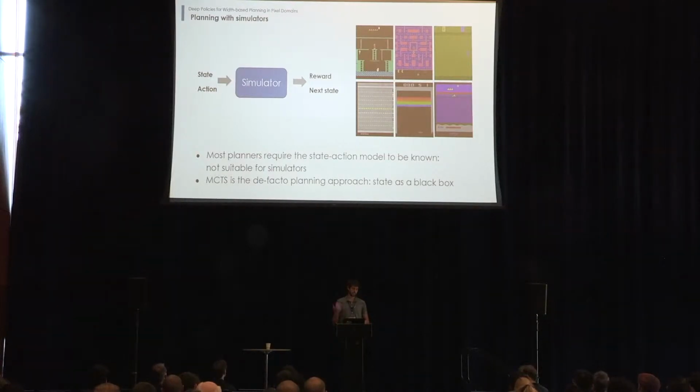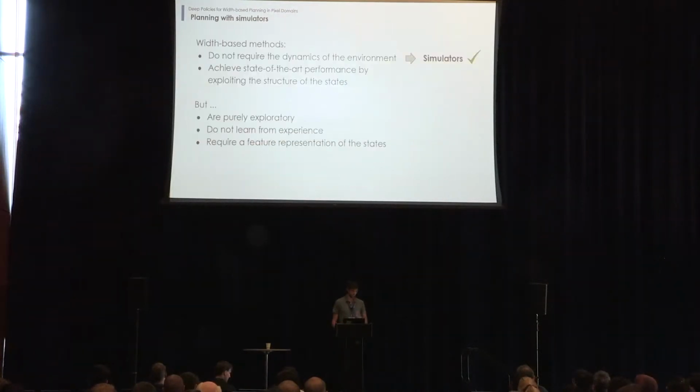In that case, Monte Carlo tree search is the de facto planning approach, but it treats the state as a black box, and we know we can do better. Width-based methods do not require the dynamics of the environment, and therefore can be used with simulators. And we know that they achieve state-of-the-art performance by exploiting the structure of the states. However, they are poorly exploratory. Although there has been some work in that direction, they do not learn from experience and require a feature representation of the states. So in this work, we cover these three limitations by combining learning and planning.